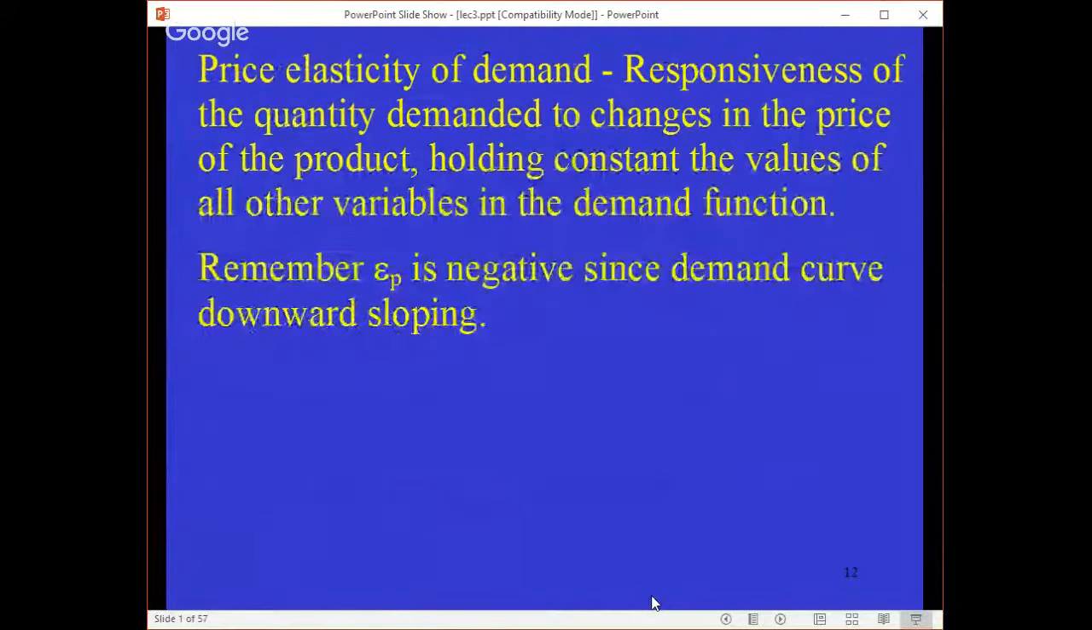So the price elasticity of demand is simply the responsiveness in the quantity demanded. Remember, we have to be careful when we talk about demand. Quantity demanded means we're moving along the curve. The change in demand means the curve shifts. So here, the price elasticity of demand is the responsiveness of the quantity demanded, along the demand curve, to changes in the price of the product, holding constant the value of all other variables in the demand function. And we're going to denote that by epsilon. Remember that epsilon is negative, since the demand curve is downward sloping, right?